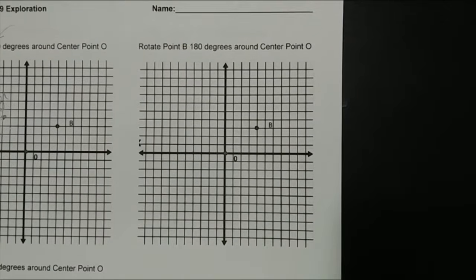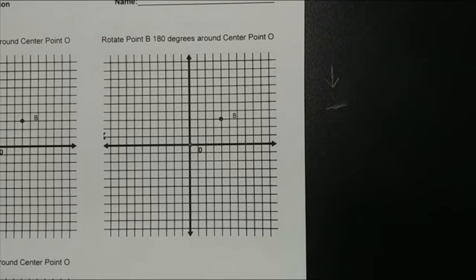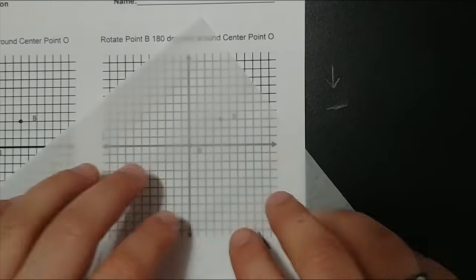Let's move on. Now we have 180 degrees. So 45 degrees was half of 90, but 180 is twice, or 2 times as big, or double 90 degrees. So now we're going to rotate basically 90 degrees twice. So we have our patty paper.